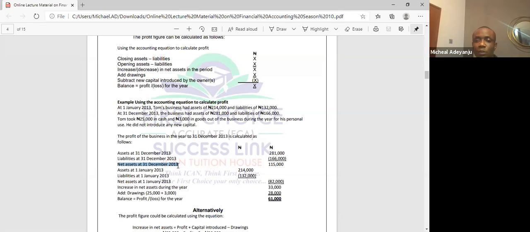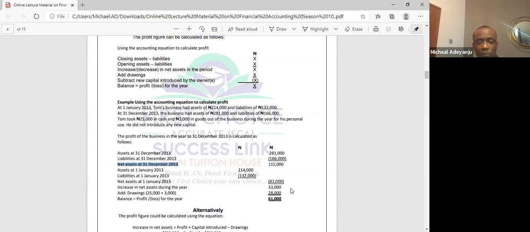So what do we do? The same thing also applies to our opening net assets, assets minus liability again. And what is our figure? It gives us 82,000. But remember that we are actually deducting opening net assets from your closing net assets. 115,000 minus 82,000, excuse me, is going to give you 33,000 naira.